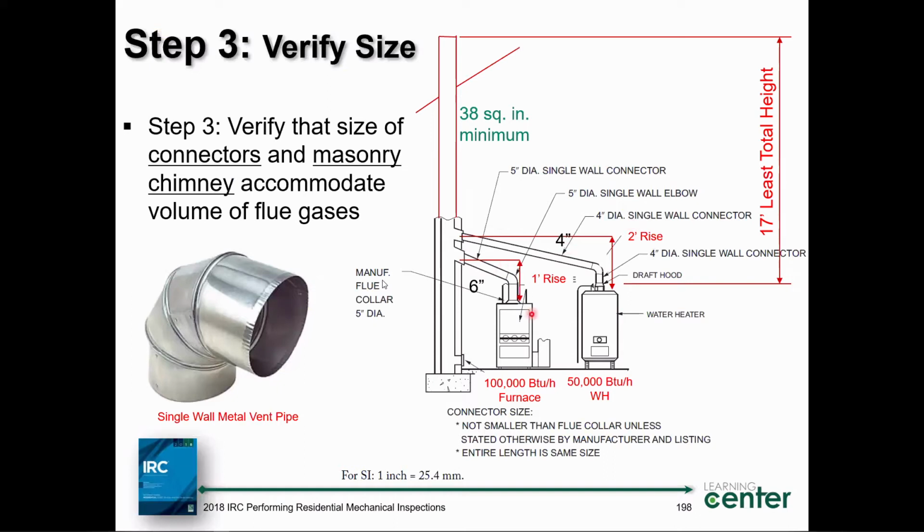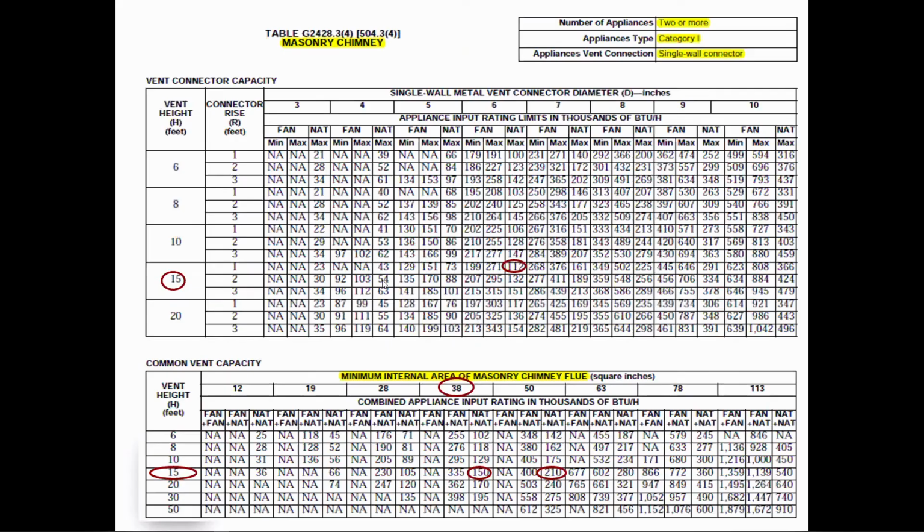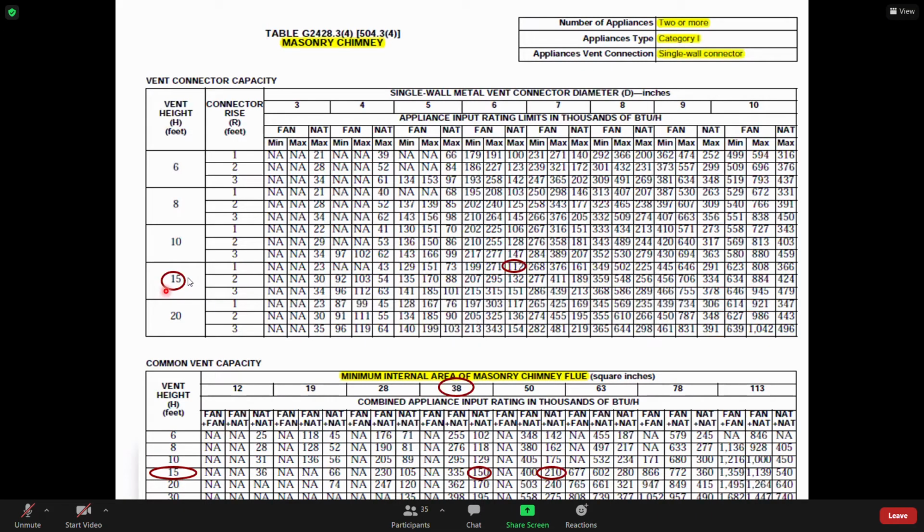How about this one? This is also a naturally vented appliance. It says 6 inches. I've got 100,000 BTUs per hour, 1 foot connector rise. Let's go to the table, top table, and size that particular connector. Okay, back to the table, never leaving the 15-foot row. We go with a 1 foot connector rise. I'm going to go to a 3-inch. Will a 3-inch work at a 1 foot connector rise? I'm looking for 100,000 BTU per hour rating.